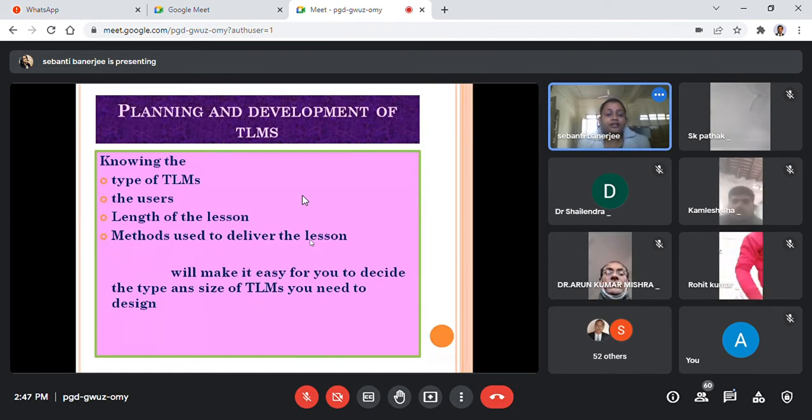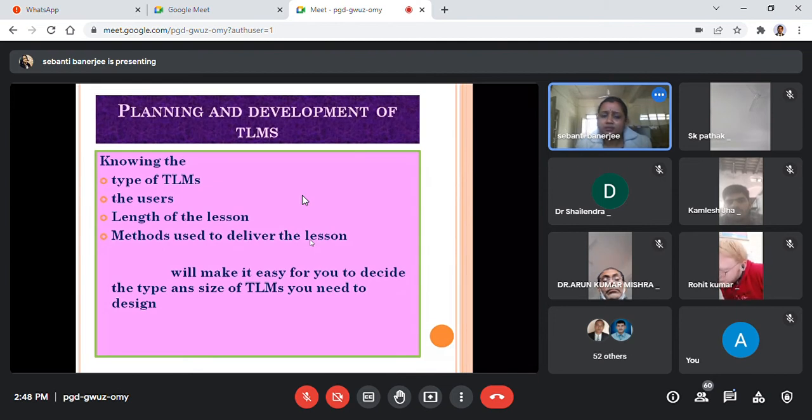Planning and developing of TLMs again. Knowing the type of TLM, the users, the length of the lesson and the methods used to deliver the lesson will make it easier for you to decide the size and the type of TLM we need to design. These are the basic criteria: the type of the TLM, the users, the learners, what type of learners they are. Are they very fast learners? Are they very slow learners? The length of the lessons, we all know that it is restricted to 40 to 45 minutes. And the methods used to deliver the lessons.